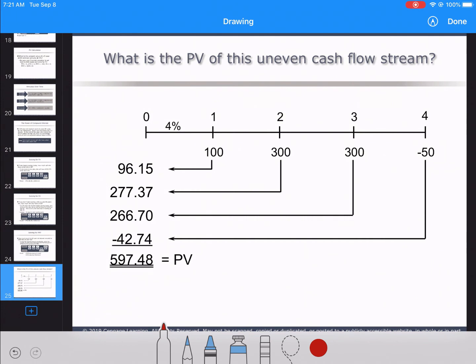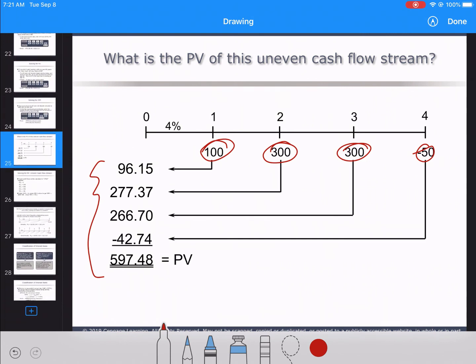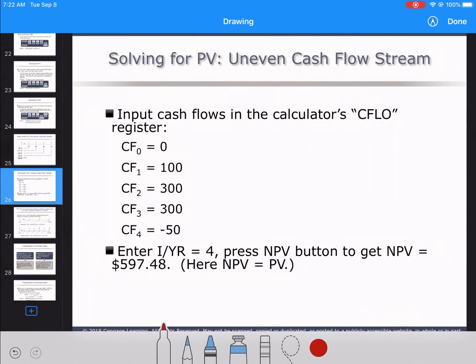Now when you have an uneven cash flow, that becomes time consuming for you, because you have to take each lump sum separately and then take it to year 0. But there is a better way. The better way is the cash flow way, and that is what I strongly recommend that you do.